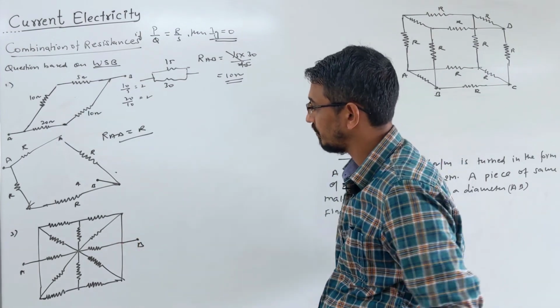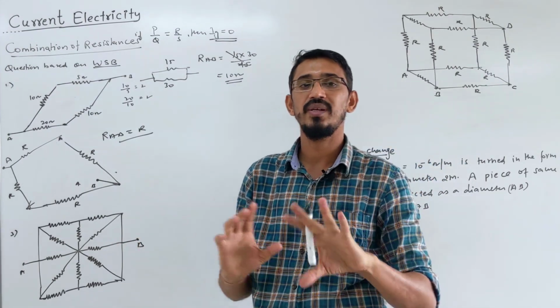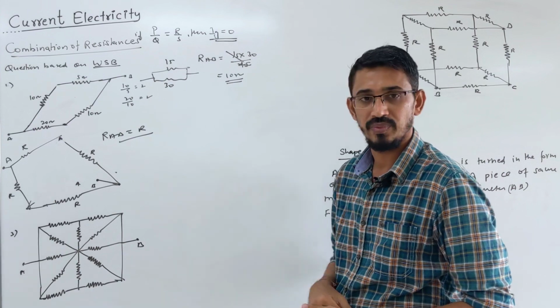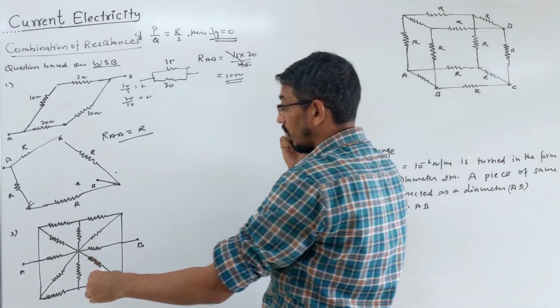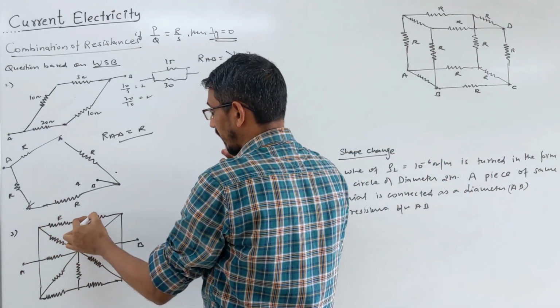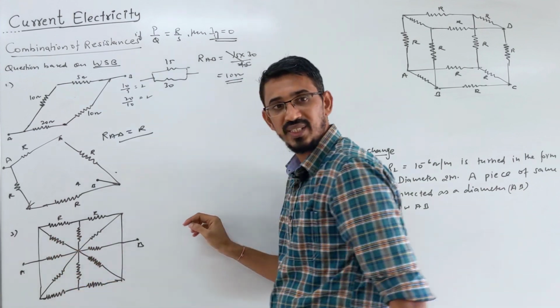Look at this question now. It's a combination of both. First a series-parallel combination, then a Wheatstone bridge. So watch carefully. Keep in mind all resistances have the value R. I am not writing it here, but all are resistance R.